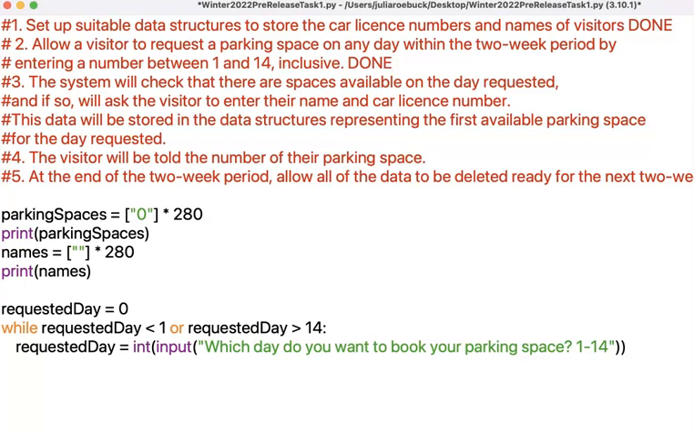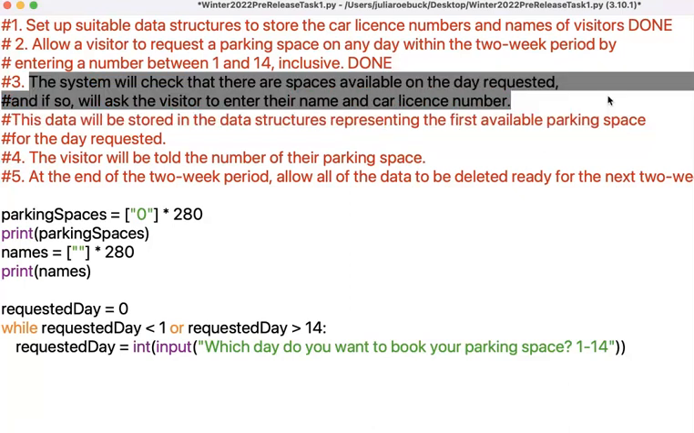The third step that we're on now, we're going to get the system to check that there are spaces available on the day requested, and if so, it will ask the visitor to enter their name and car license number. So we need to check our array to see on the day that they've entered that there is a space in that 20 spaces. So remember, if we've entered the number 4, we want a car park space on day 4, then what we do is we check that, and basically if there is a space, we then ask for their name. How we check that is going to be the important thing.